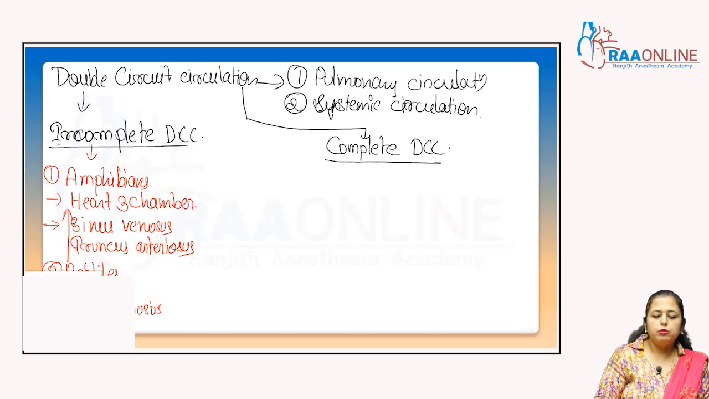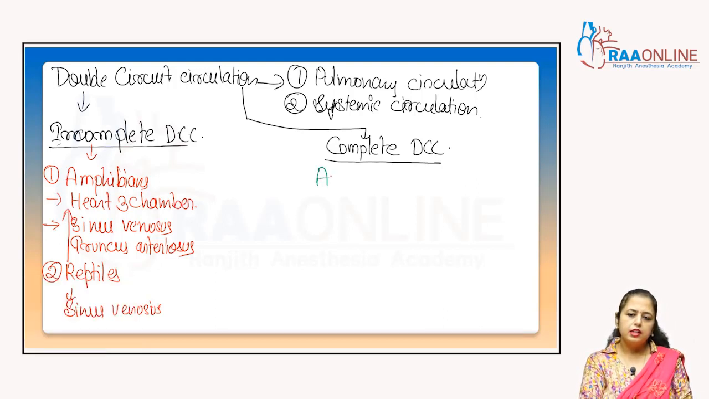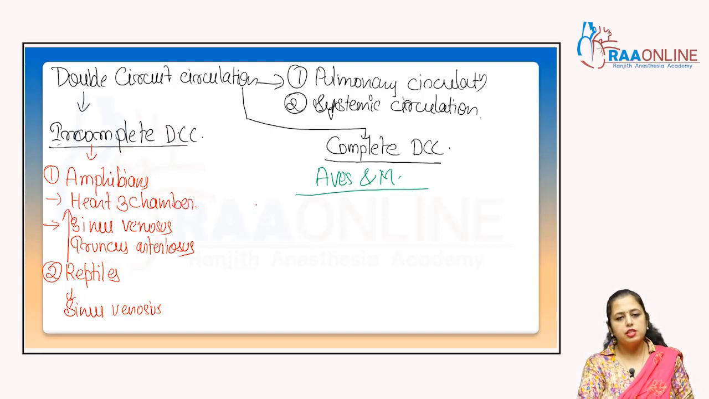Right, when we talk about the complete double circuit circulation, examples are the birds, that is aves, and mammals. Right, so this is all about the double circuit circulation, single circuit circulation. Clear?